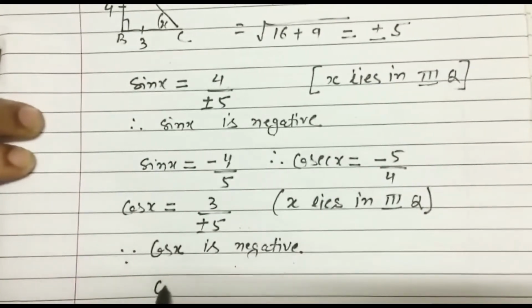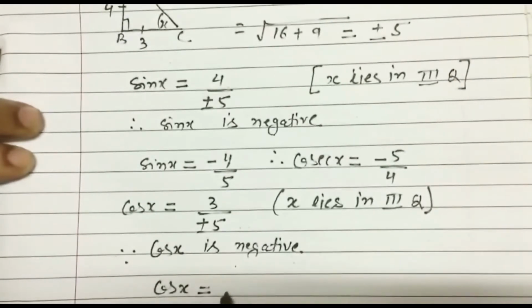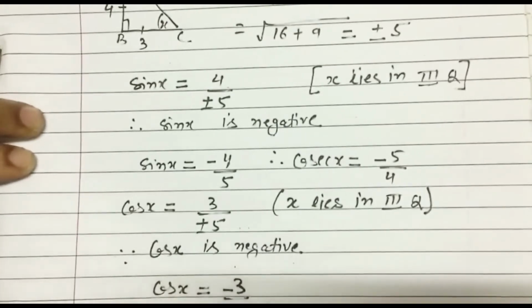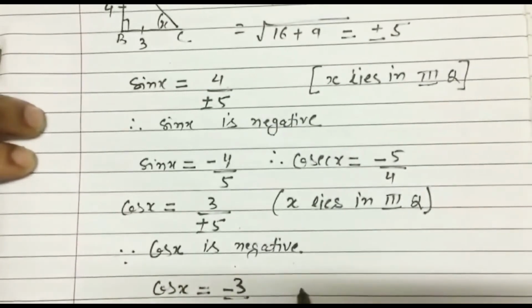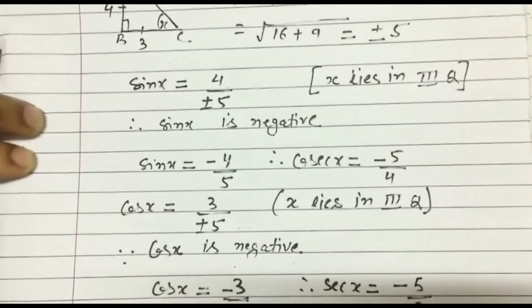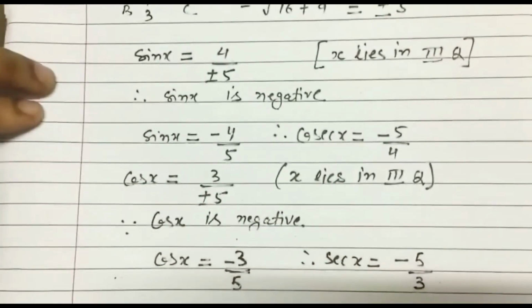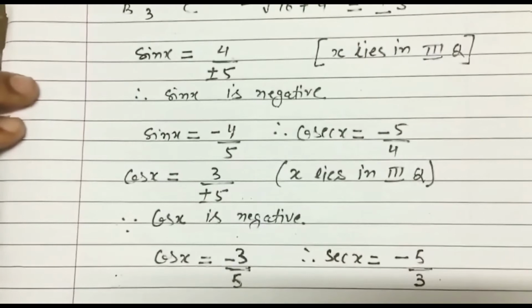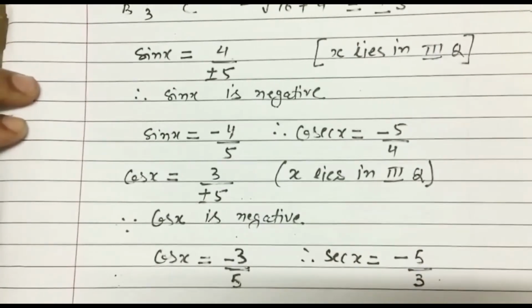Okay, so the value of cos x is minus 3 by 5. Now sec x is minus 5 by 3, the reciprocal of cos x. So by this method you can find all trigonometric functions.